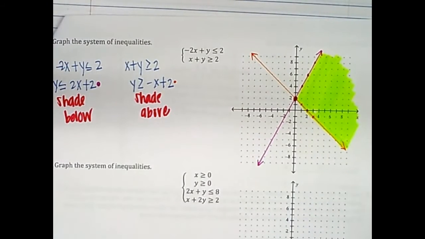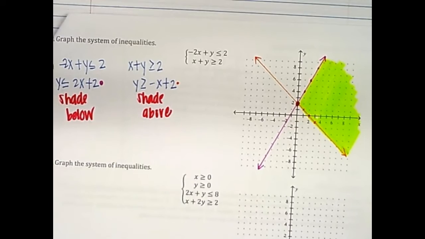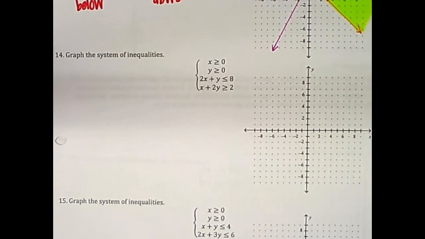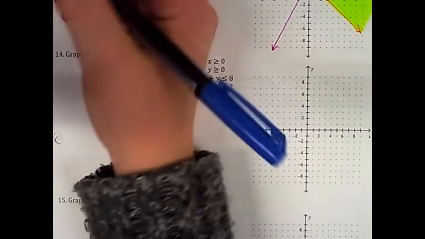Remember, all I ask with your common shading area is that I can clearly see it, and it's clearly defined what is the common shading area. Okay, so on number 14, we have 4 different types of lines here. Two of them are kind of our special lines.